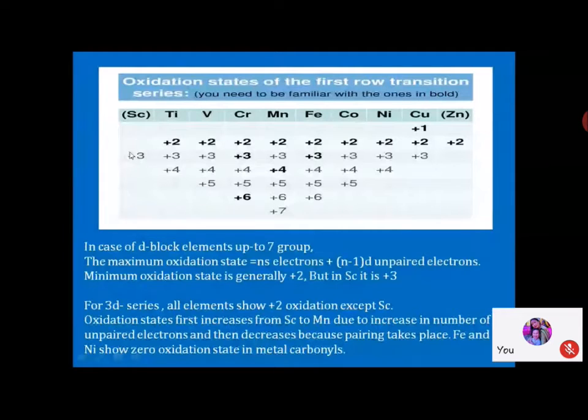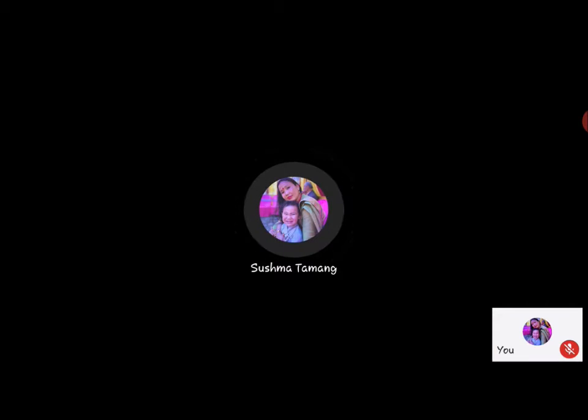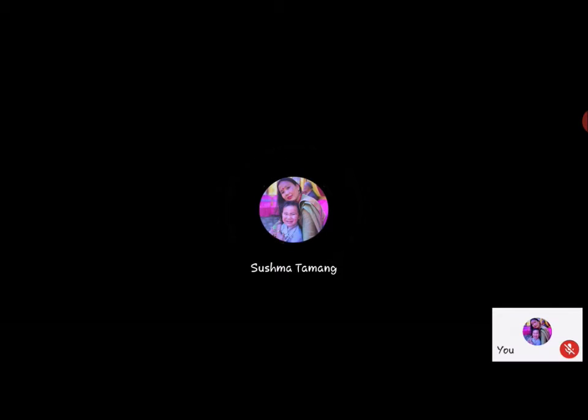So can anyone explain why scandium shows +3 and not +2? Why does scandium show +3, not +2? Does anyone have the answer? Please write down the electronic configuration. From there you will get the answer.